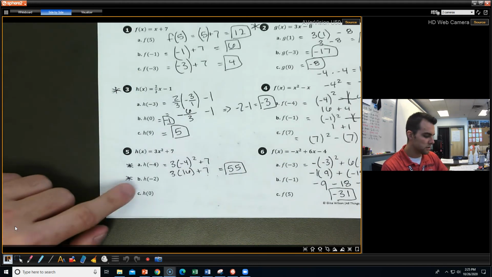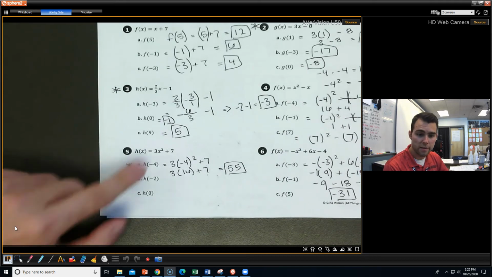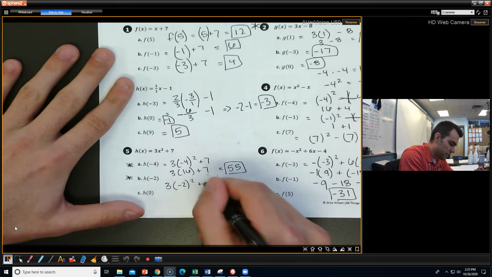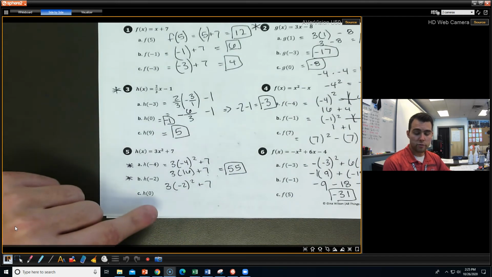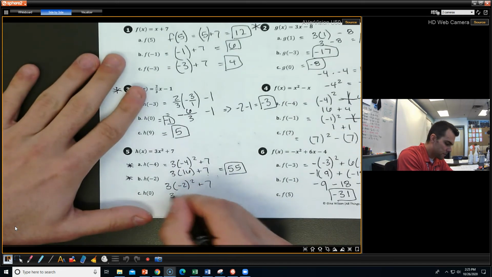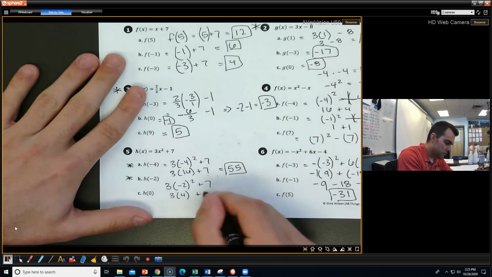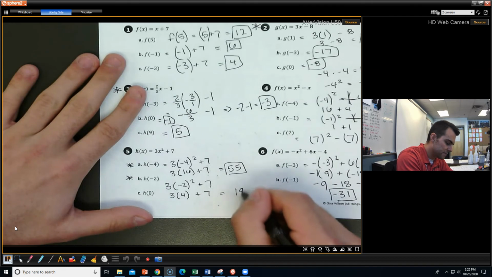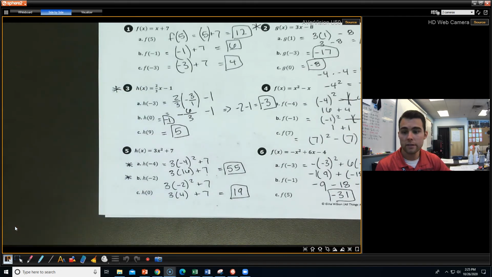Okay. And then B, same idea. I'm going to do 3 times negative 2 squared plus 7. Negative 2 squared is a positive 4. So 3 times 4 plus 7, so that would be 12 plus 7, that equals 19. Okay? Not too bad. Let's go ahead and flip the page.